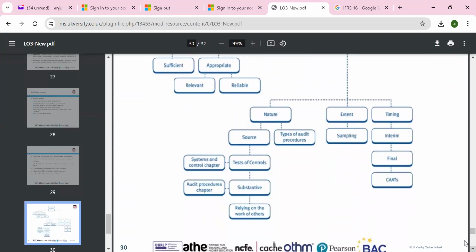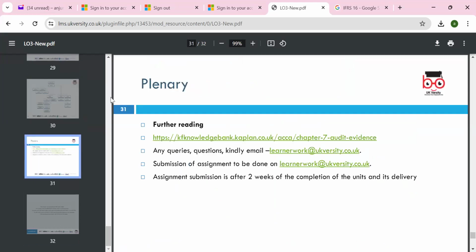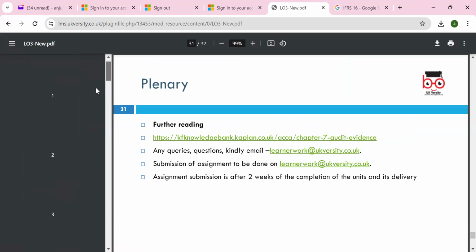We can look around sampling, interim and final. This is a mind map whose keywords we can explore. Okay, so that's all. If you want further information, please use the links here, which you can click and read further.